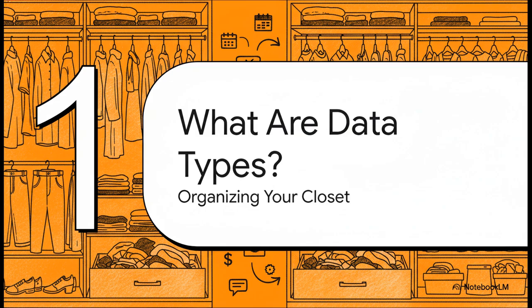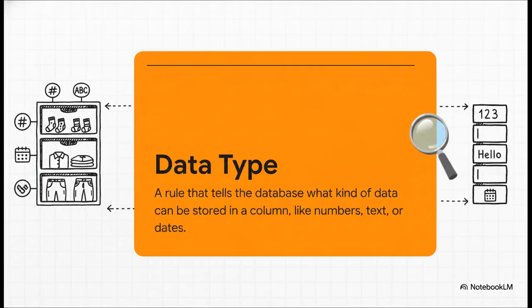The best way to think about a database is like a giant digital closet. And you wouldn't just throw all your clothes, shoes, and everything else into one big pile, would you? Of course not. It would be chaos. Well, a data type is basically a rule for a specific part of that closet. It tells a column, hey, you only get to hold numbers, or this one over here is just for text. It's exactly like having separate drawers for your socks, your shirts, and your pants. It just keeps everything perfectly organized and easy to find when you need it.